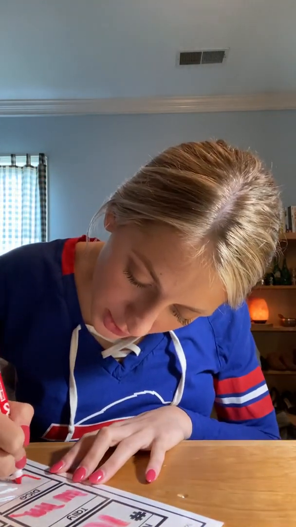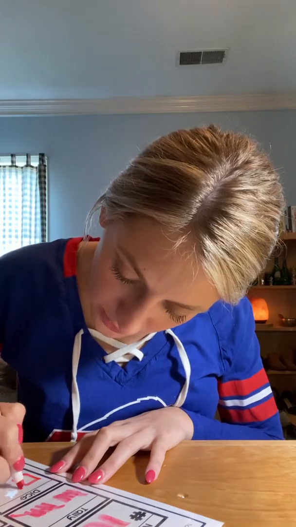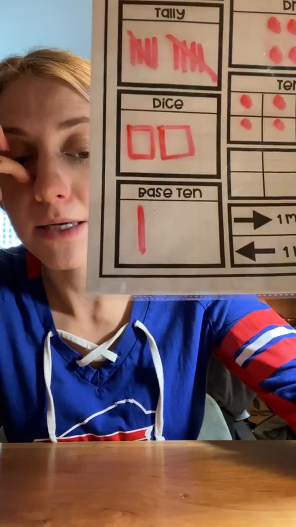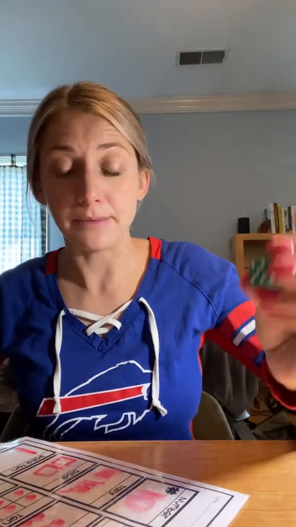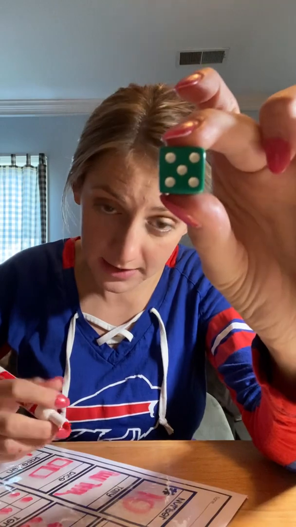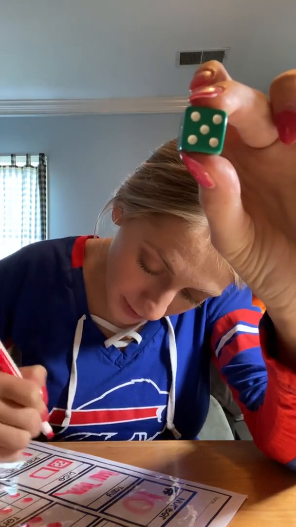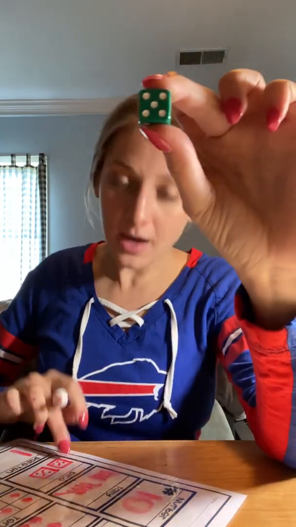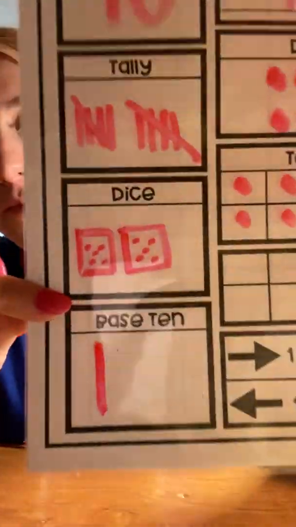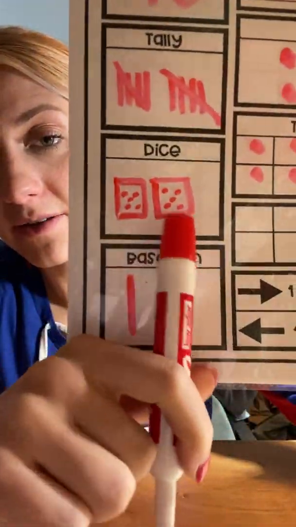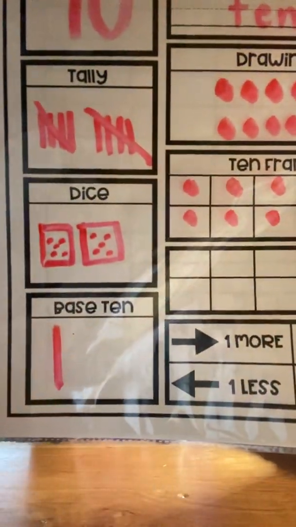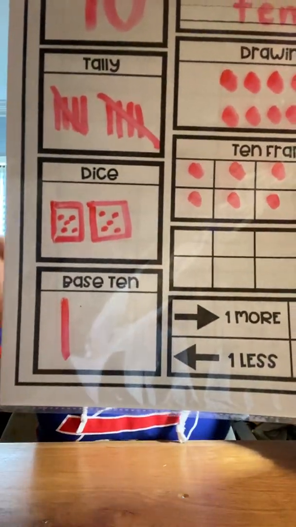So go ahead and draw your 2 boxes because we need 2 dice today to show 10. Draw your 2 boxes. And I'm going to do 5 and 5 because we did 6 last time. So just like they are on the dice, I'm going to draw them on my paper. And I have 5 and 5 to show 10. Good job, friends.